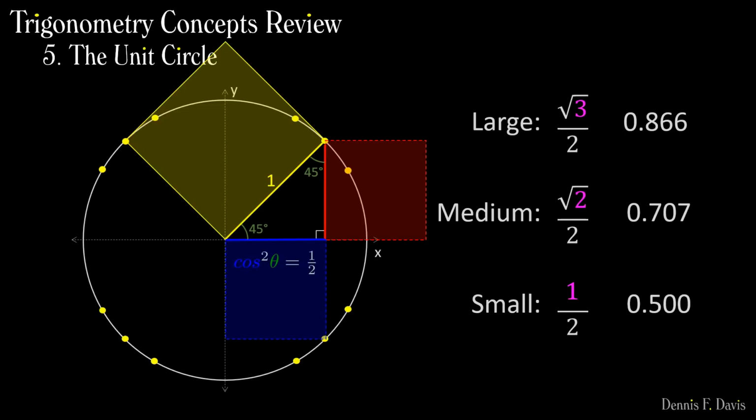We'll solve the blue square. It's the same as the red. Its area is 1/2, and its area is also the square of cosine theta. So cosine squared theta equals 1/2. To find cosine theta, not cosine squared theta, we take the square root of both sides, so cosine theta equals the square root of 1/2.